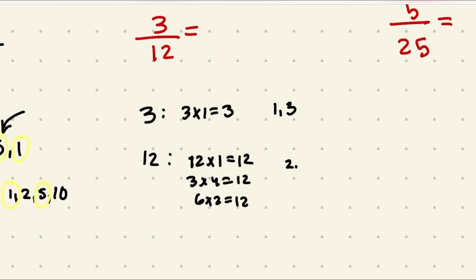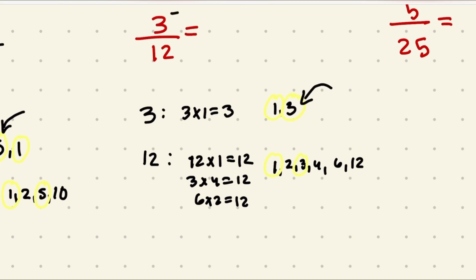This makes our factors 2, 3, 4, 6, and 12. Oh, and 1. There we go. Okay, perfect. So now let's identify our common factors, which are 1 and 3. Now, out of these two, which one is the greatest common factor? And that would be 3.